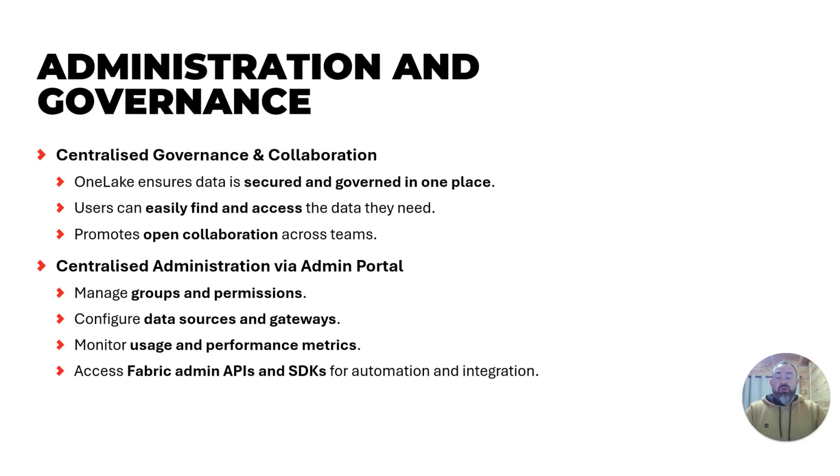The administration and governance, we've got centralized governance and collaboration. OneLake ensures that all of the data is secured and governed in one place, and the users can easily find and access the data that they need. It promotes open collaboration across teams, so we're sure that everything is secure and everyone has access to the specific data that they need. We've got centralized administration via the admin portal, where we can manage the groups and permissions, configure data sources and gateways, monitor usage and performance metrics, and allow access to Fabric admin APIs and SDKs for automation and integration.